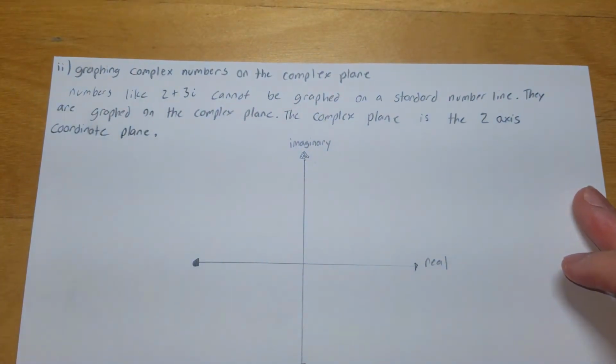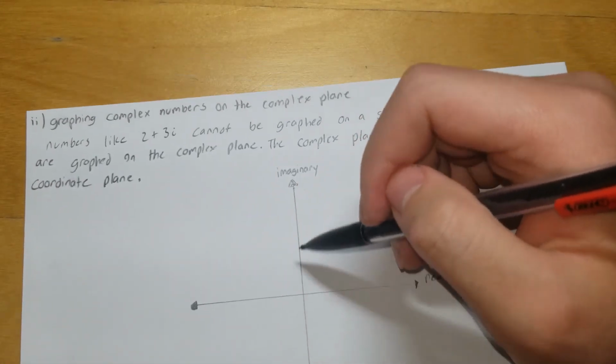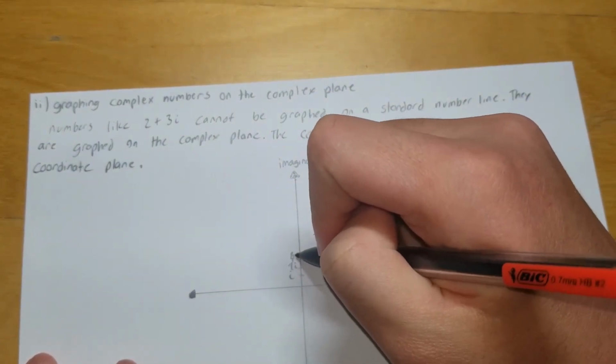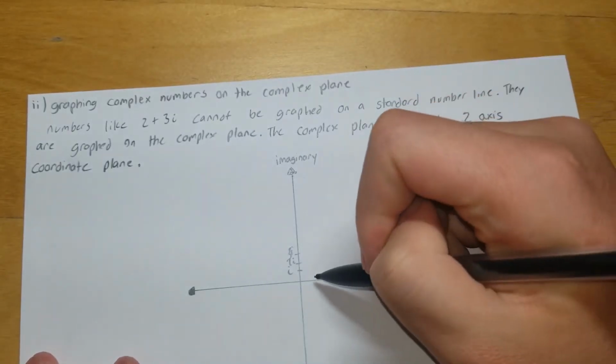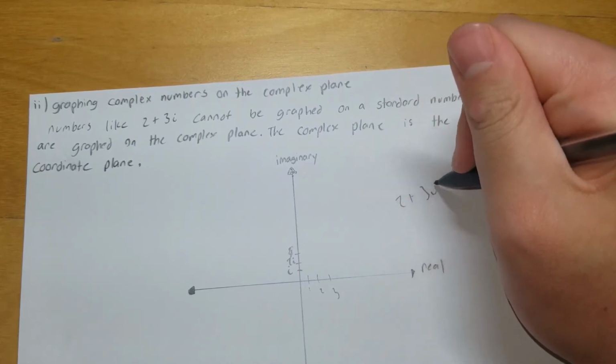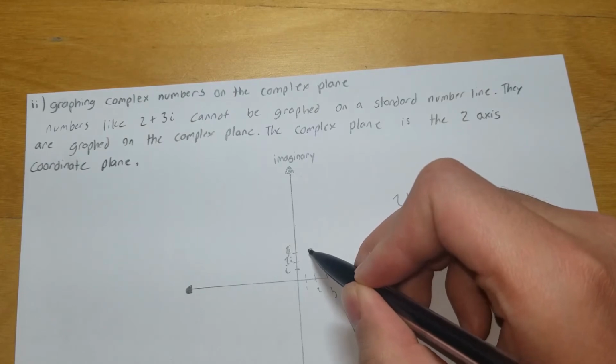Next, we have graphing complex numbers on a complex plane. Numbers like 2 plus 3i cannot be graphed on a standard number line. They are graphed on the complex plane, which is basically just a two-axis coordinate plane. The y-axis is replaced with imaginary numbers, like i, 2i, 3i, and so on. The horizontal axis is just real numbers, 1, 2, 3. So if you have 2 plus 3i, 2 goes over here, and then 3i. Simple. That's it.